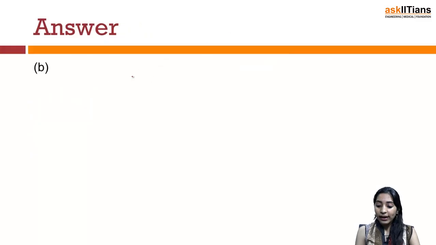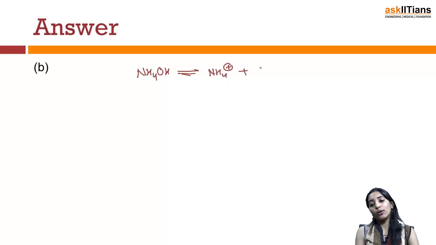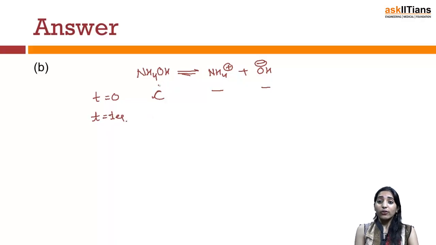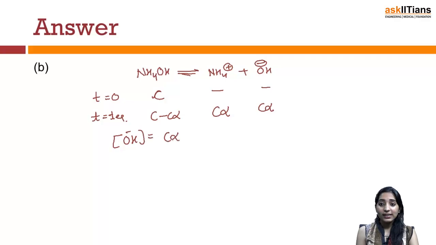I can write the reaction as NH4OH giving NH4+ plus OH-. Let's say the concentration of NH4OH is C, and the products are dash at time t equals 0. Now at equilibrium, let alpha be dissociated. So the amount of NH4+ formed will be C alpha, OH- will be C alpha, and NH4OH will be C minus C alpha. So the concentration of OH- obtained is nothing but C alpha.